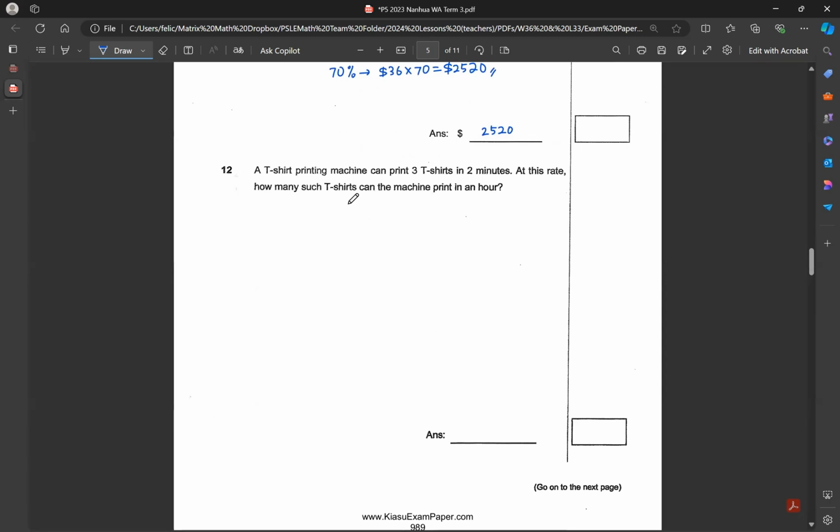A t-shirt printing machine can print 3 t-shirts in 2 minutes. At this rate, how many such t-shirts can the machine print in an hour? So for an hour, we're going to change this to minutes first, because this one shows in minutes, right? So 1 hour is 60 minutes.